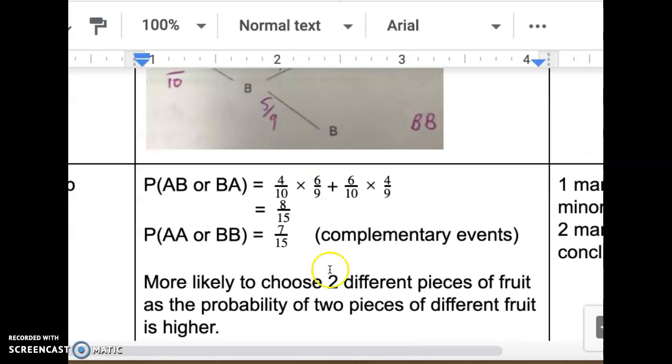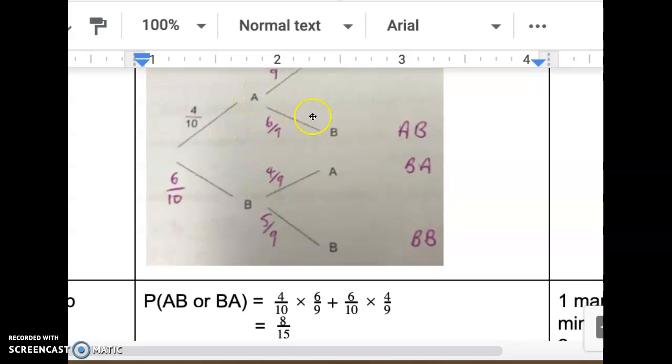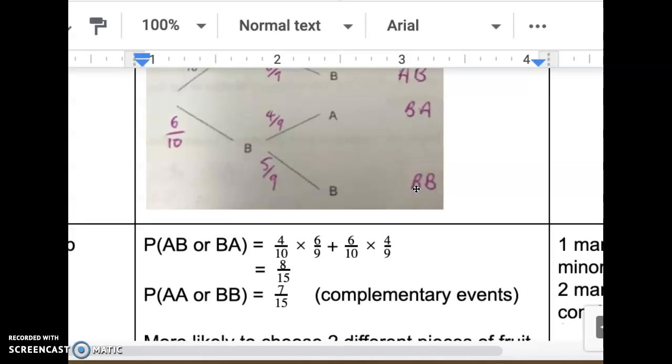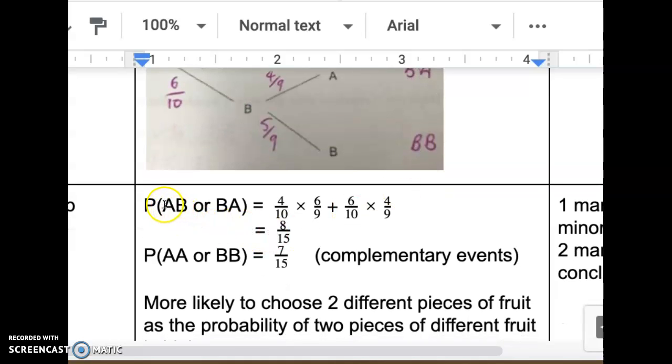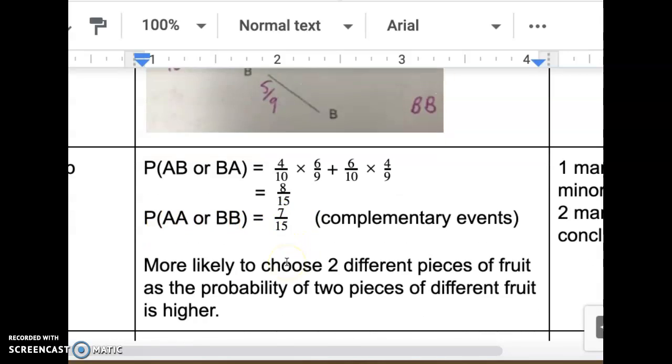So in this question, we just calculated the probabilities along the apple-banana branch, 4 over 10 times 6 over 9, and the banana-apple branch. When you're going along a branch, you multiply. Then I add those 2 probabilities to give me the total chance of 2 different pieces of fruit occurring. The answer is 8 over 15. That means the chance of 2 of the same pieces of fruit is only 7 over 15.